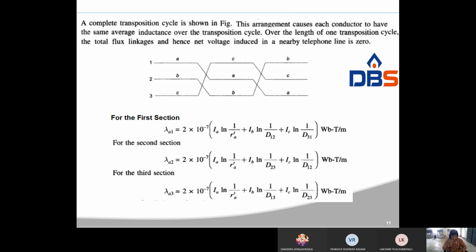To get equal distance, such an exchange of position is known as transposition. Look at the figure. Three-phase conductors are designated as A, B, C. The positions occupied are numbered as 1, 2, 3.